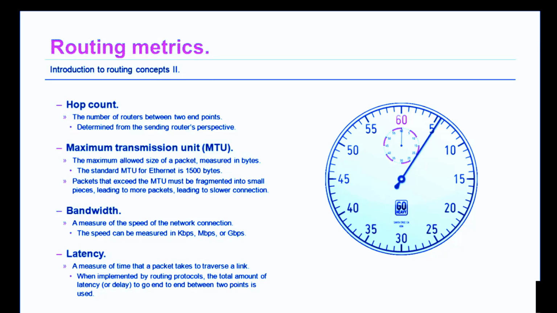Another common metric is latency. Latency is a measure of time that a packet takes to traverse a link. When latency is implemented by routing protocols, the total amount of latency or delay to go end to end between 2 points is what is used in the metric.